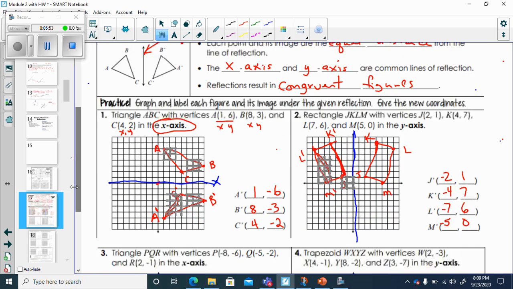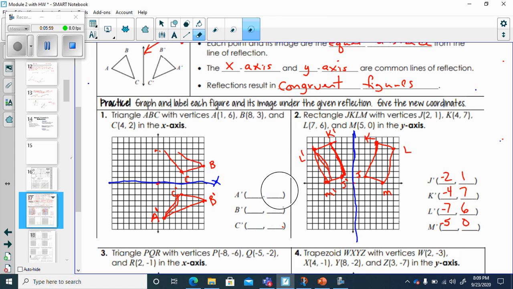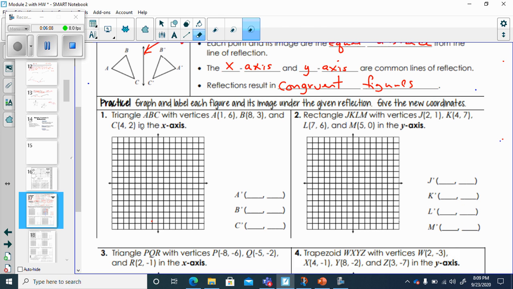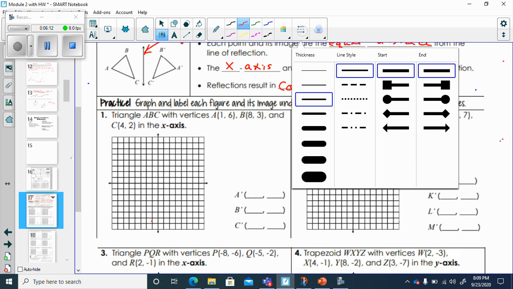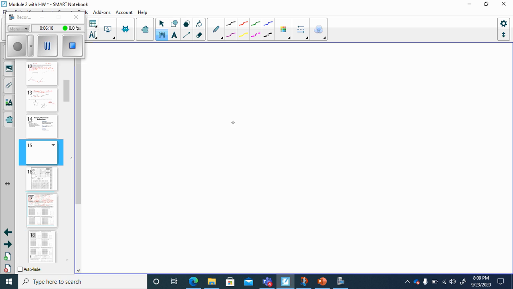Now, we're going to try one of these. I want you to see how to actually create a reflection. All right, let's create a reflection here. First off, let me show you something. We have these in the classroom. I wish I had it here for you. I just don't.